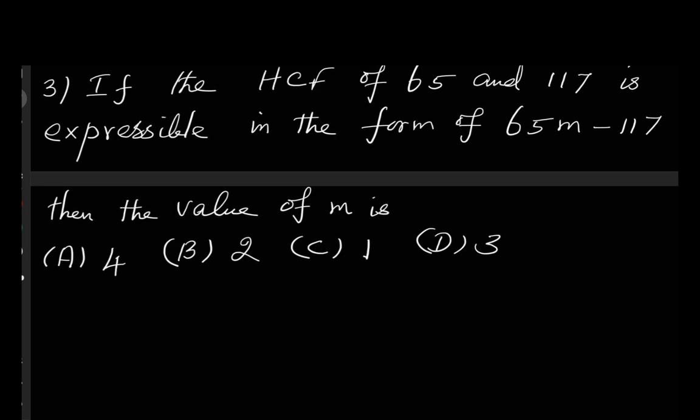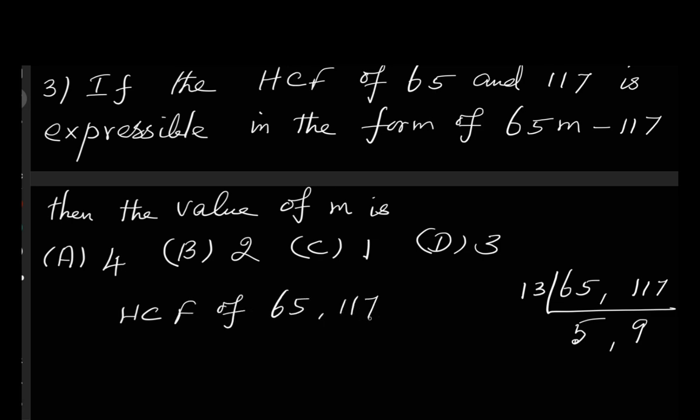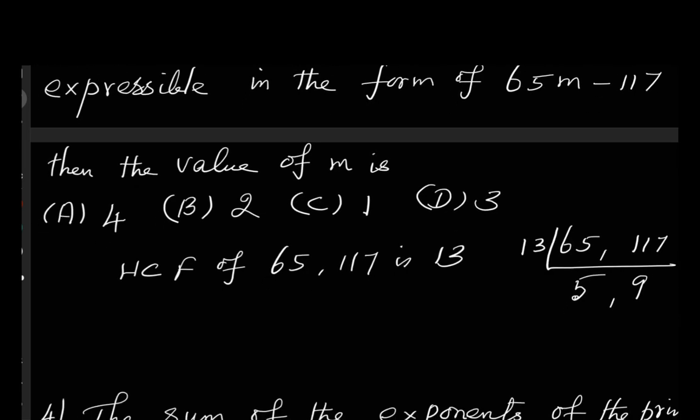Next question. If the HCF of 65 and 117 is expressible in the form of 65m minus 117, then the value of m is. So find the HCF of 65 and 117 first. See, if I divide this by 5, this will not go. Here the common divisor is 13. 13 in 65 goes 5 times, and in 117 it goes 9 times. So the HCF of 65 and 117 is 13. So this HCF is expressed in the form of 65m minus 117. So 65m minus 117 is equal to 13.